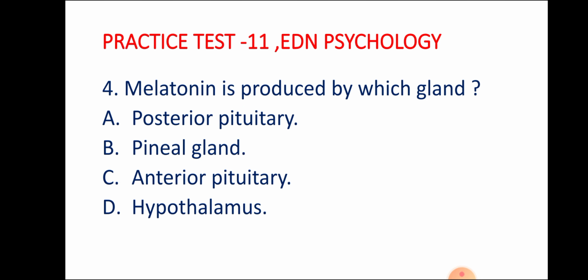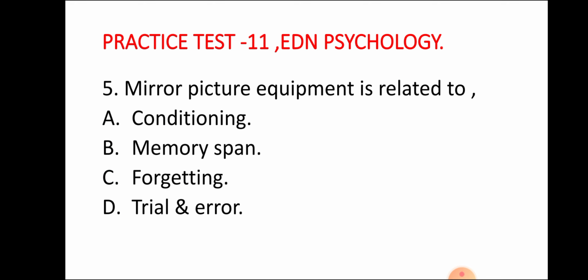Moving to question number 4. Melatonin is produced by which gland? Given options: A. Posterior pituitary, B. Pineal gland, C. Anterior pituitary, D. Hypothalamus. The right answer is option B. Pineal gland. Option B.